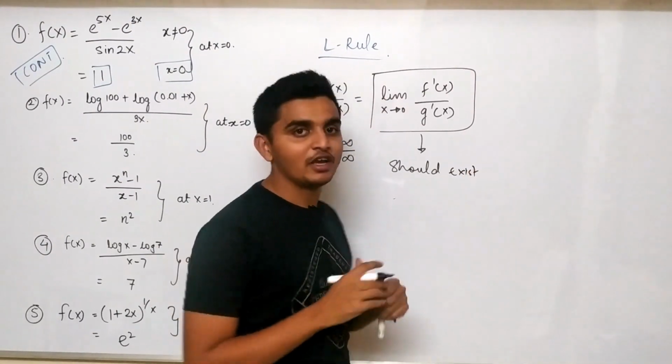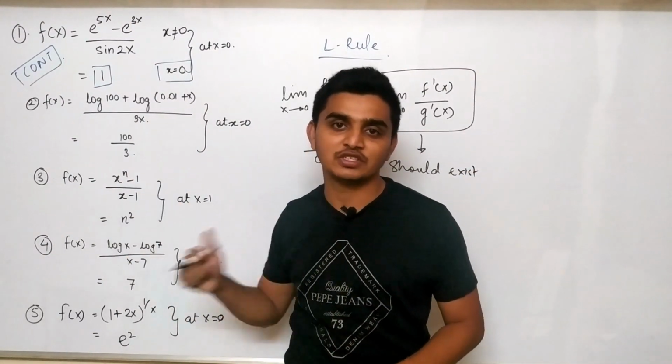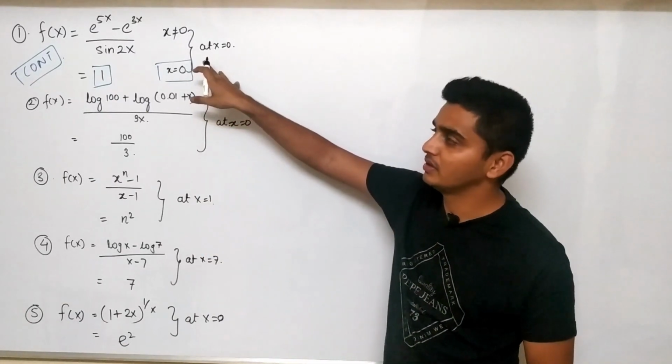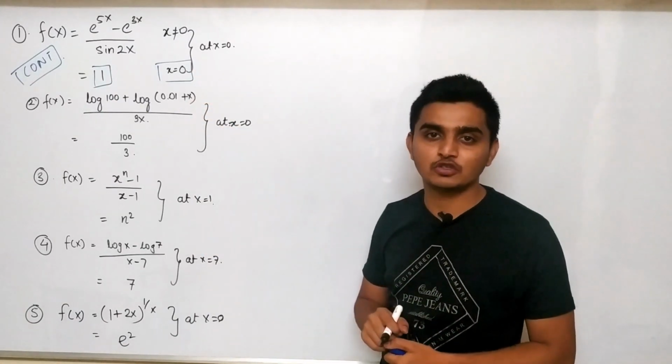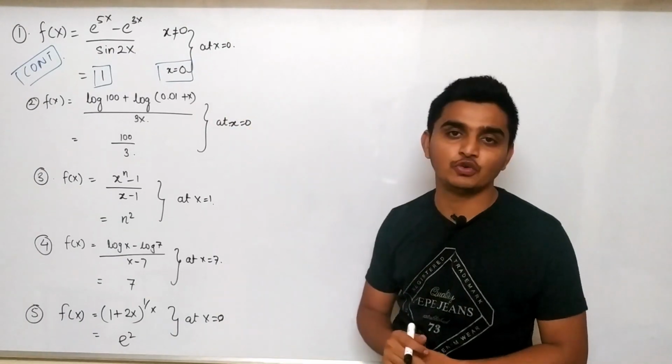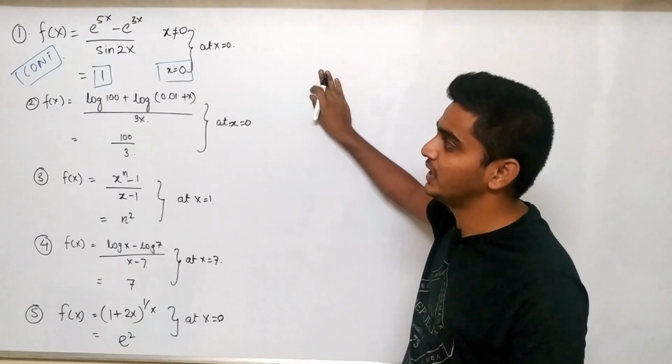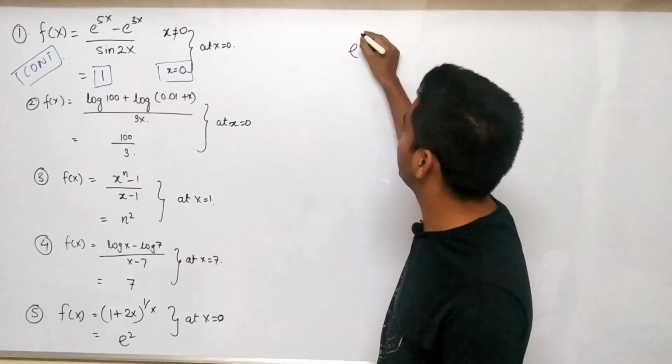Now, we'll see how to do calculations and all these questions by L'Hopital's rule. So, first we'll take the first question and again solve it by L'Hopital's rule, and you can see that very fast you can do all these questions. So, e raised to 5x minus e raised to 3x upon sine 2x. So, we'll rewrite it.